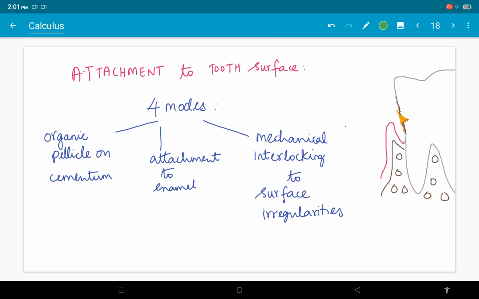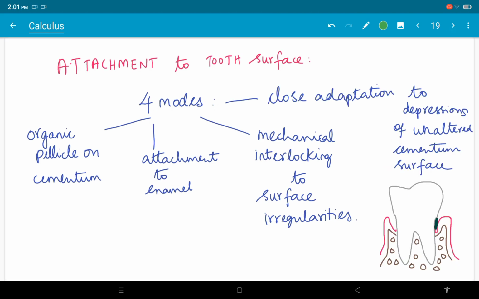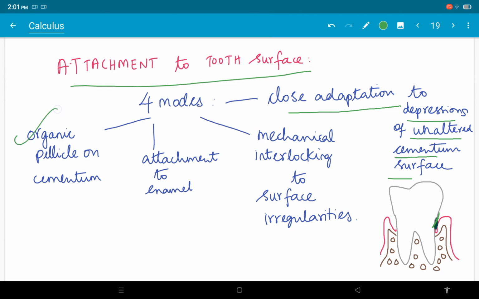It will also get attached to surface irregularities, if there is a decay or any surface irregularities like attrition or abrasion. The mechanical interlocking happening there will lead to calculus attachment. The 4th point is close adaptation to depressions of unaltered cementum surface. The calculus will try to attach to those depressions in the unaltered cementum surface. So this is how the calculus gets attached to your tooth surface. There are 4 modes: by organic pellicle on cementum, attachment to enamel, by mechanical interlocking to surface irregularities, and by close adaptation to depressions of unaltered cementum surface.